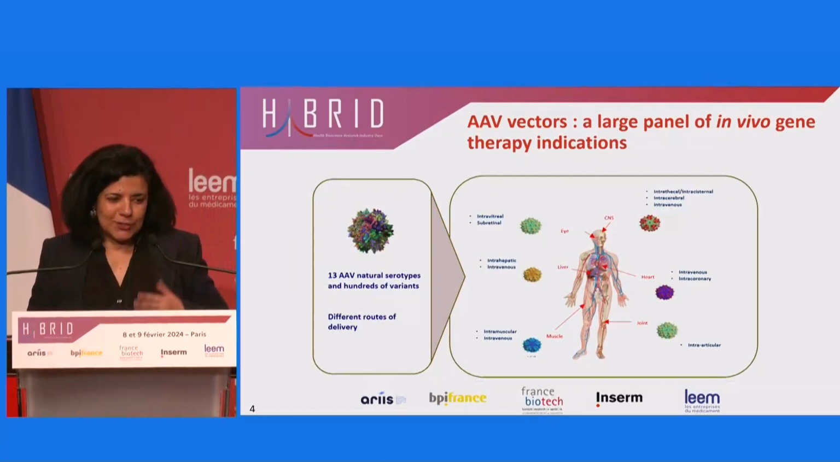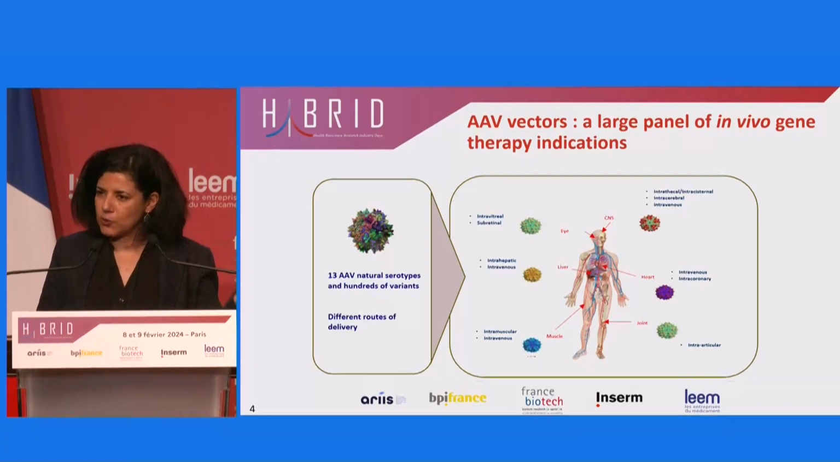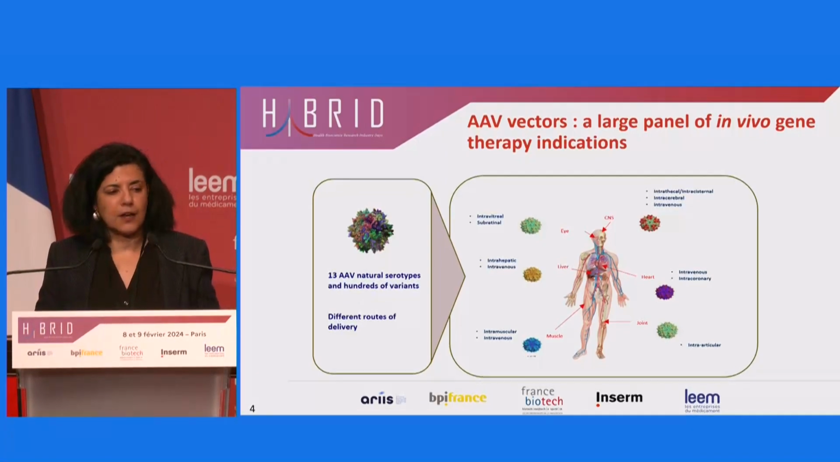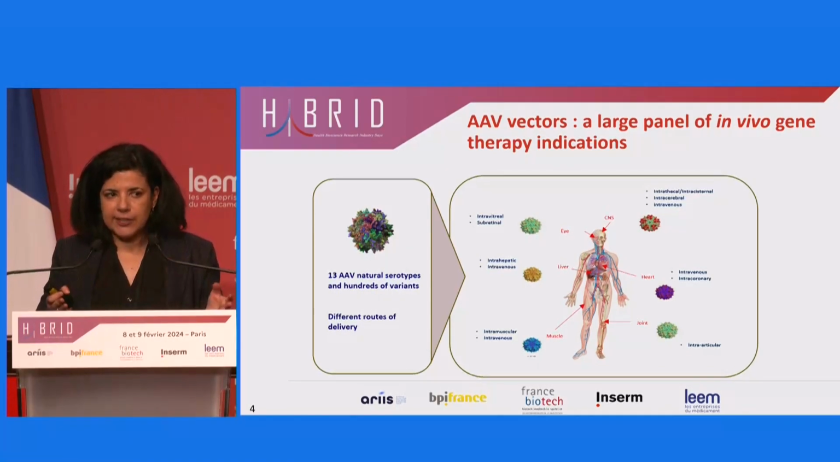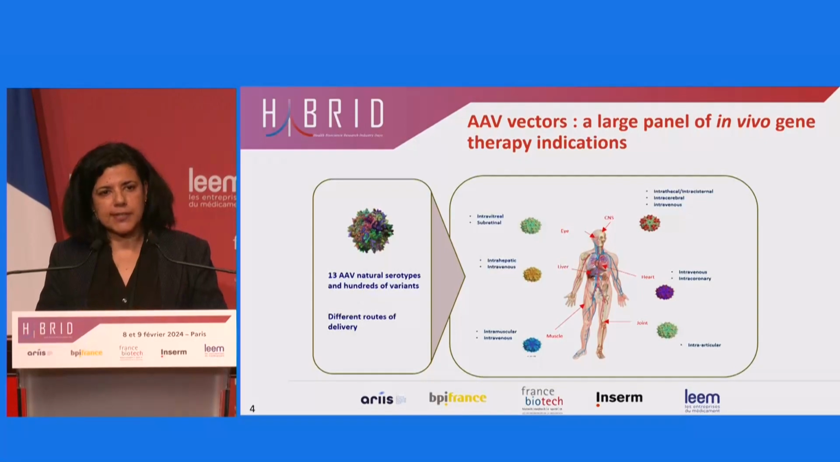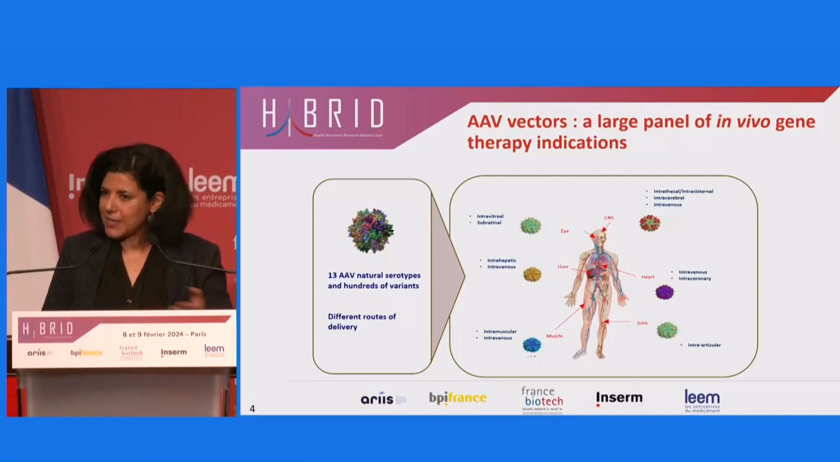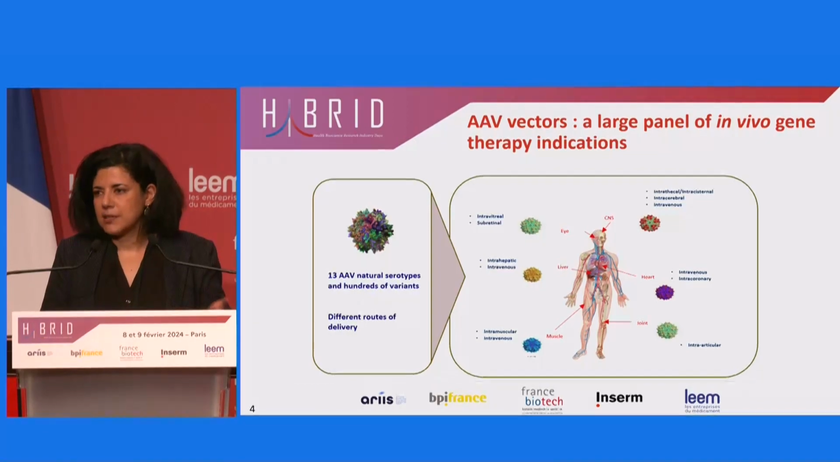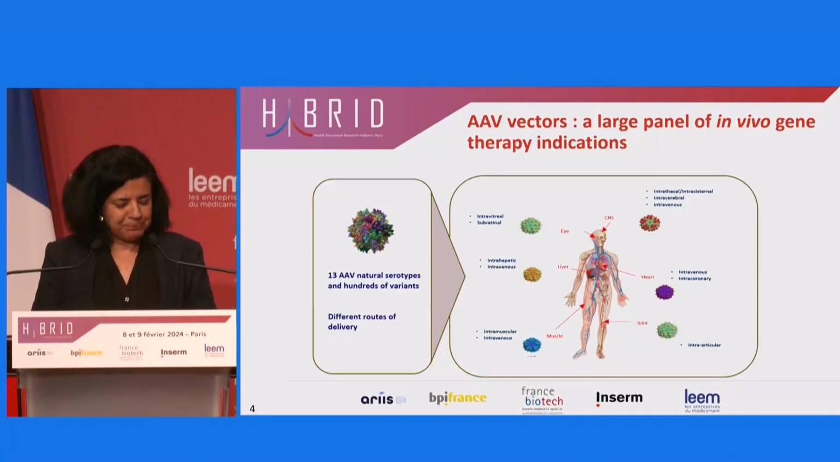What is great with AAV vectors is that we have plenty of natural serotypes and hundreds of variants now in the labs and in the industry, which means that we can choose à la carte one serotype or one variant, also playing with the mode of administration, to target virtually all the organs. For instance, to target the brain, we can use CNS, intrathecal, or intracisternal administration, and AAV10 or AAV9. To target the muscle, we can use the systemic route of delivery using AAV8 and AAV9, which are musculotropic and cardiotropic.